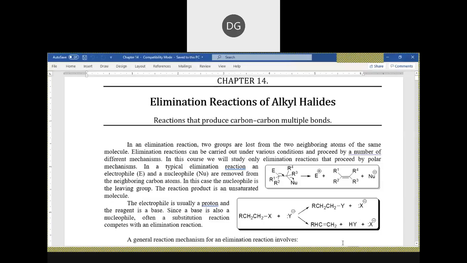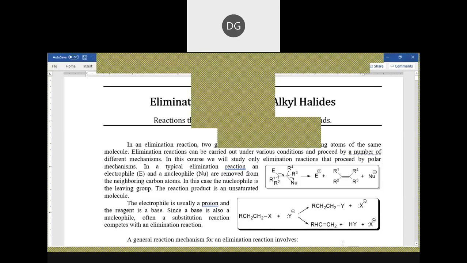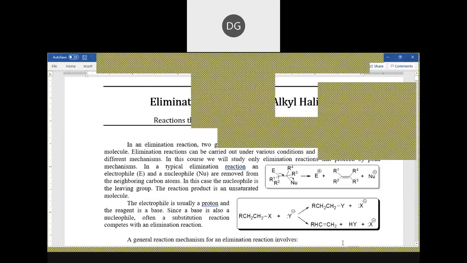So in this chapter 14, we are covering elimination reactions of alkyl halides. We already covered substitution reactions of alkyl halides, and now we are looking at elimination reactions of alkyl halides.